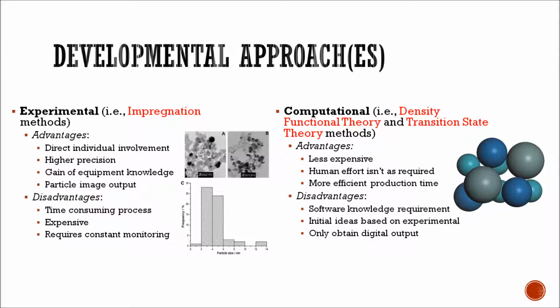Now, advantages of experimental include higher precision, and also we're able to get images of particles as our output. Whereas the primary disadvantage is it's expensive to pay for the precursors or any other material that's needed. With computational, we have the advantage of it being less expensive in that we only have to buy software and licenses to go along with the software. But the primary disadvantage is we're only able to see digital output, so it's nothing that's quote unquote real life as it would be with experimental.